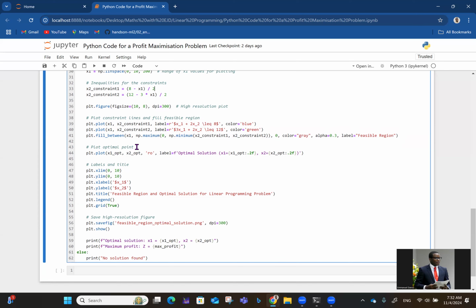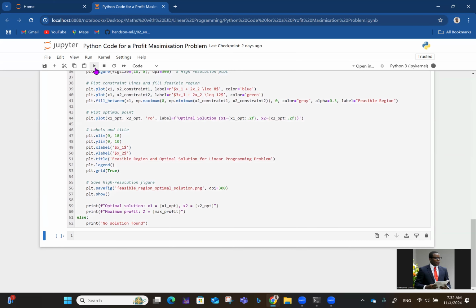Now we need the optimal point where x1 is equal to 2, right? And x2 is equal to 3. And then we want it to be a red dot or something like that. That's what this 'ro' means. And then all this other stuff is just to make the graph look great. Okay. So by the time we run this in one go, we get our result.